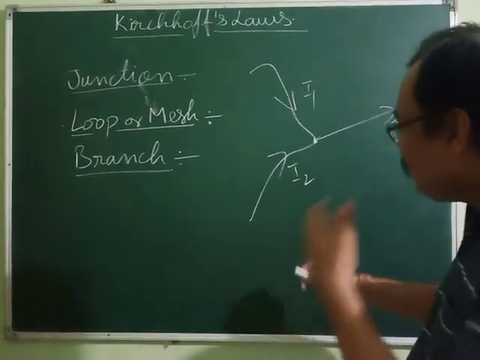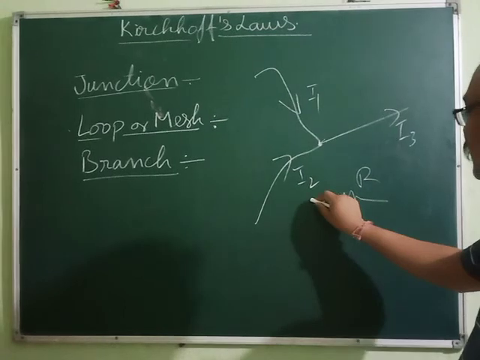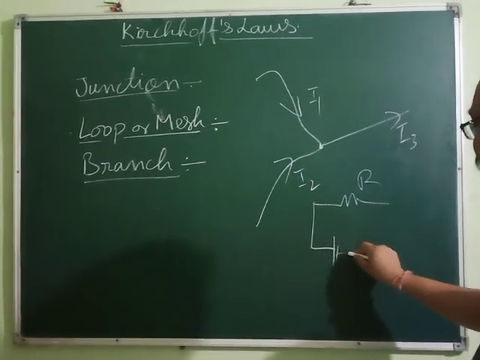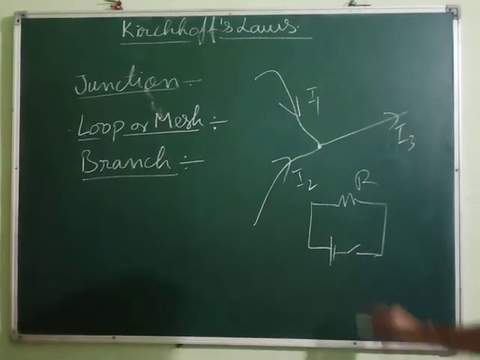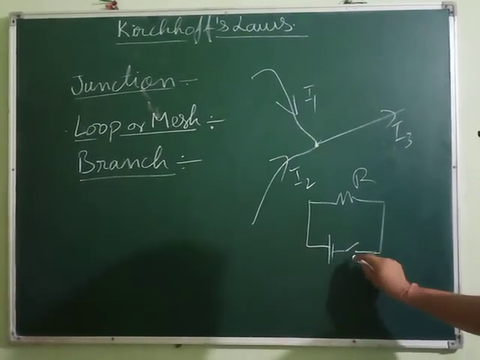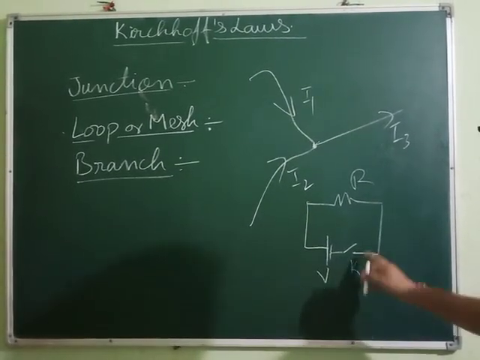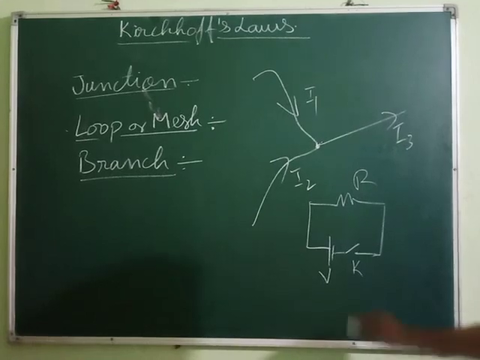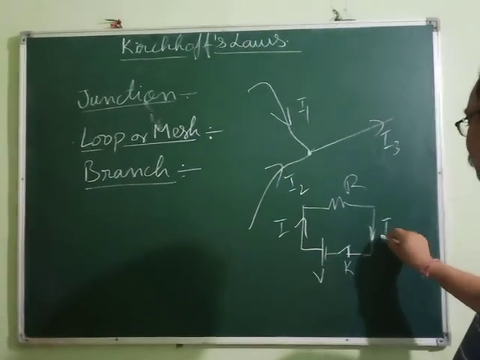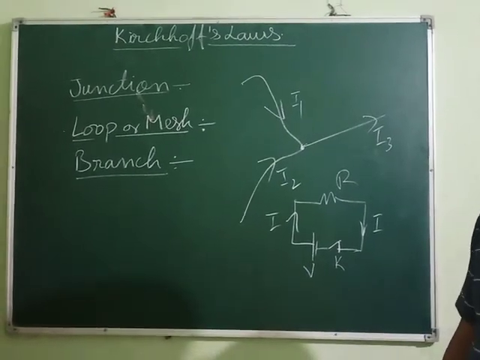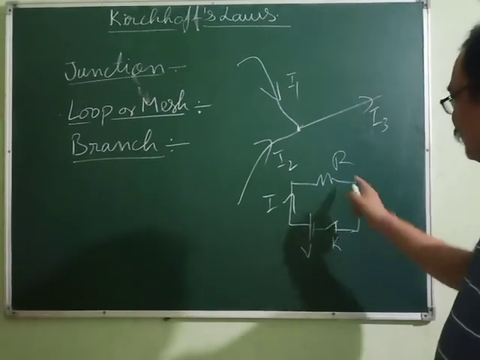See, suppose you have a simple circuit, you've got resistance R over here, a cell over here, and then here you've got a key. Now see, this is not a mesh unless it is closed. If the key is open, this is not a mesh. When it is closed, obviously the current will start flowing, and then it becomes a mesh or loop. This we call mesh or loop.